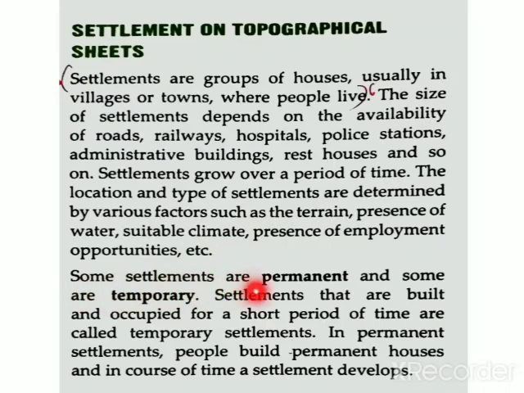Some settlements are permanent and some are temporary. So this you can see on a topographical map. Settlements that are built and occupied for a shorter period of time are called temporary settlements. So what are temporary settlements? The settlements that are occupied for a shorter period of time. In permanent settlements people build permanent houses, and in course of time a settlement develops. So under the permanent settlements people construct their own house and they settle permanently in that particular place.